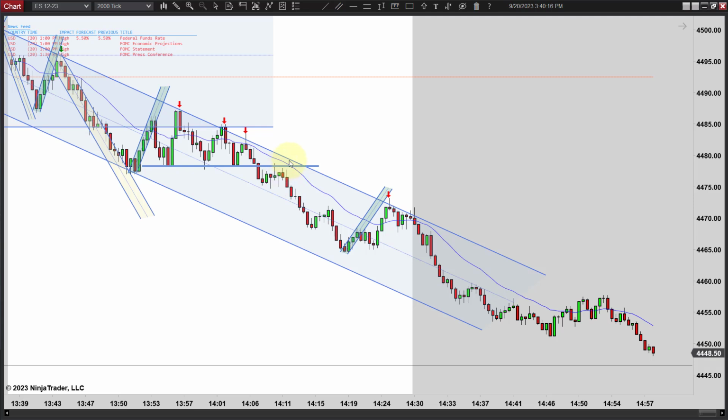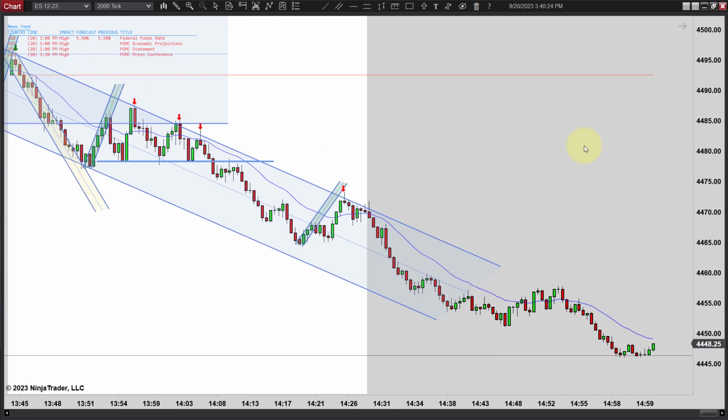It's not at a key entry point. It's not at the EMA. It's not at the trend line. It didn't really test this but once. Maybe you call that a weak test. I think it's risky, but if you took it, it works.